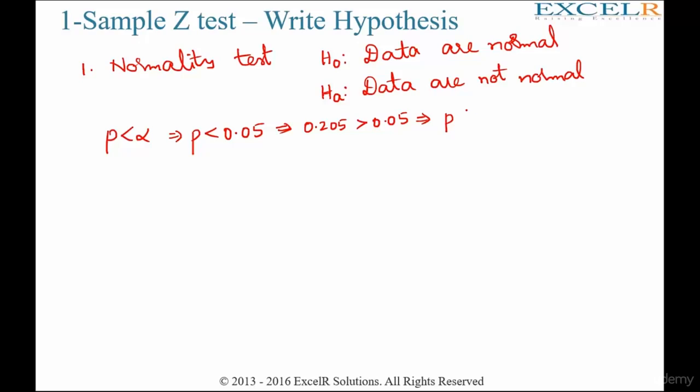So here is a slang that you need to remember from here on. P high, null fly. That means if P value is greater than 0.05, we fail to reject null hypothesis. In layperson terms, we accept null hypothesis. So we fail to reject this. Null fly, that means data are normal.